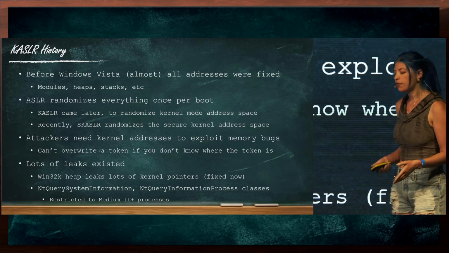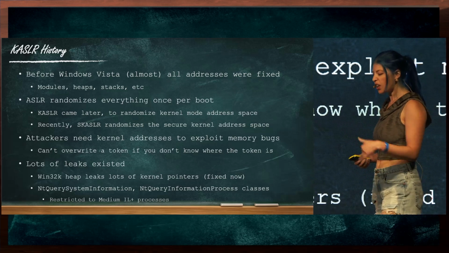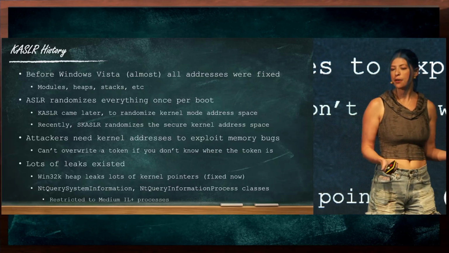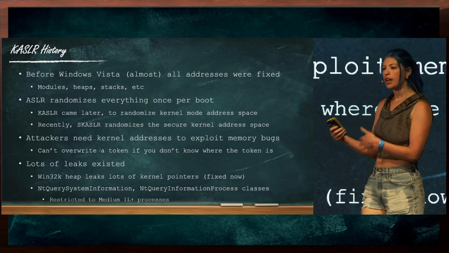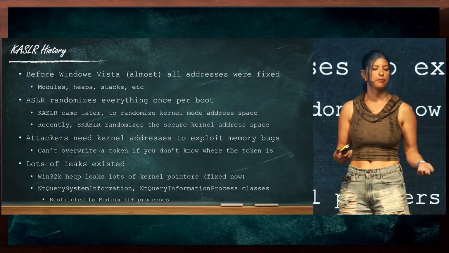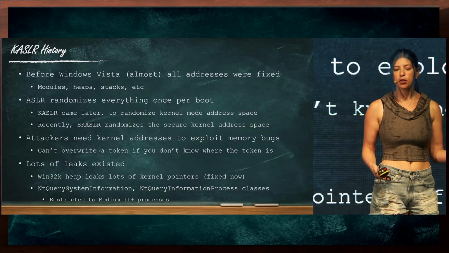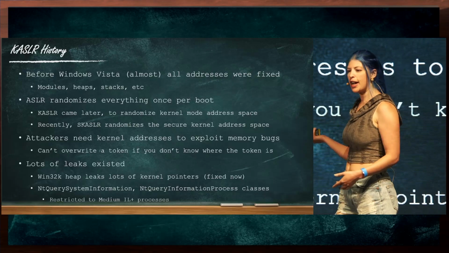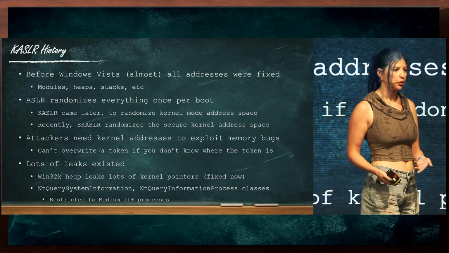So in user mode, you've had ASLR since about Windows Vista. That's when it started out. It advanced over the years, and now things load at a different address every single boot. A little bit later, KASLR followed. KASLR, kernel address space load randomization, means things in kernel mode load at different addresses. So your kernel modules and your heaps and your stacks and your shadow stacks all load at different addresses that get randomized once per boot.